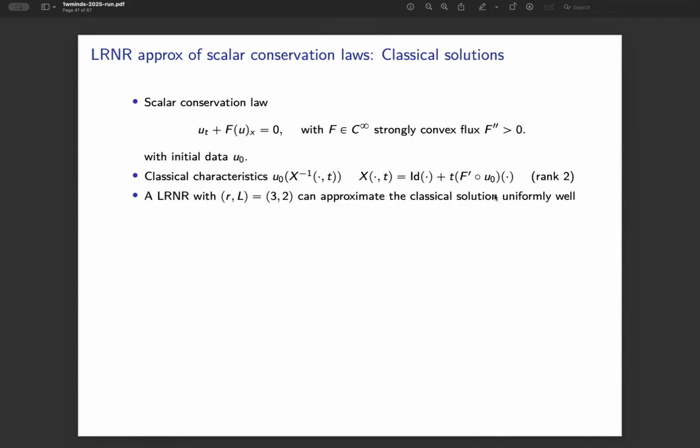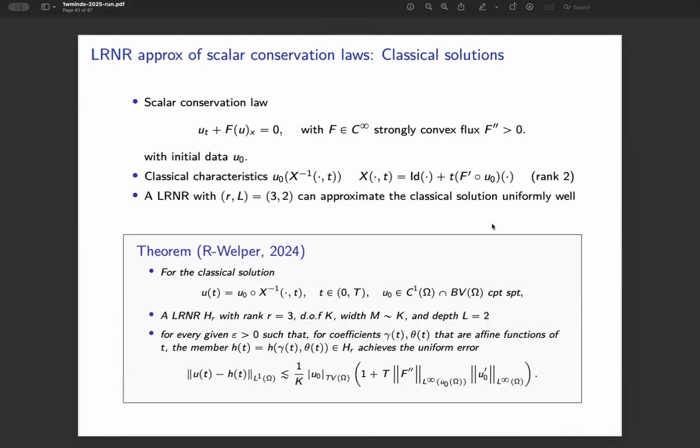Okay, so immediately it follows that for scalar conservation laws, u_t plus f of u_x equals 0, where f is a smooth and strongly convex flux function, the classical solution has not only a nice transported subspace representation, but also a nice learner representation, because learners and transported subspaces are closely related to each other. So a learner with rank 3 and 2 layers can approximate the classical solution uniformly well.